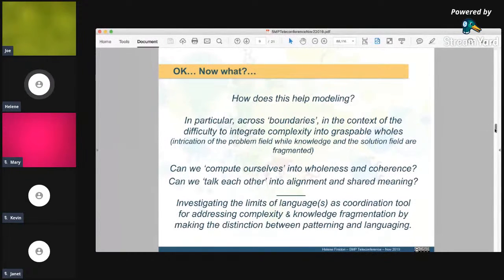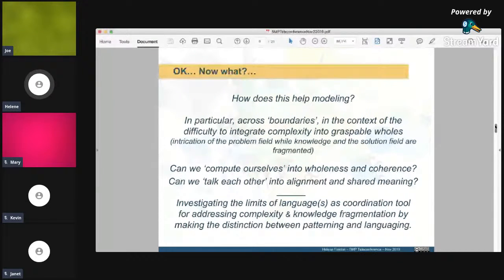So now what? How does this help modeling, in particular across all types of boundaries, in the context of the difficulty to integrate complexity into graspable wholes? Because we have an intrication of the problem field, while knowledge and the solution field are fragmented increasingly, and nobody has an overall view of the whole thing.